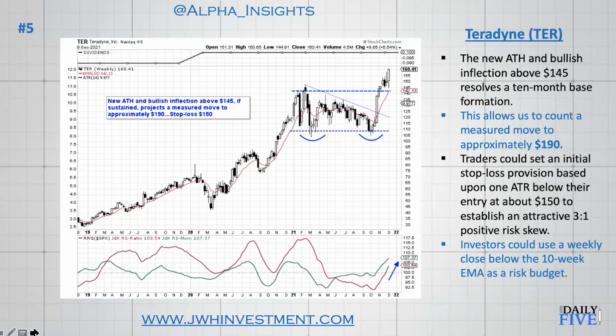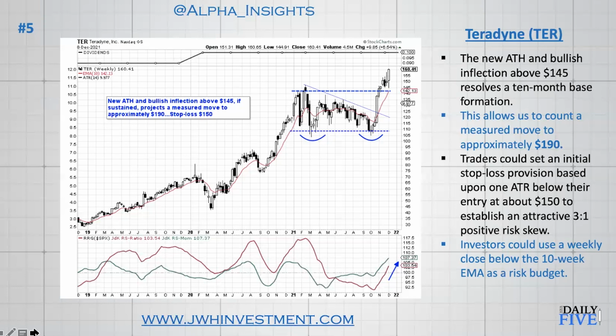Traders might set an initial stop loss based upon 1 weekly ATR, which is about 2 daily ATRs below the entry point of 160 here. And that would give you a pretty solid 3-to-1 positive risk reward. So we'd use a risk budget at about 150 for shorter term oriented traders. And that gives you a 3-to-1 attractive positive risk reward.